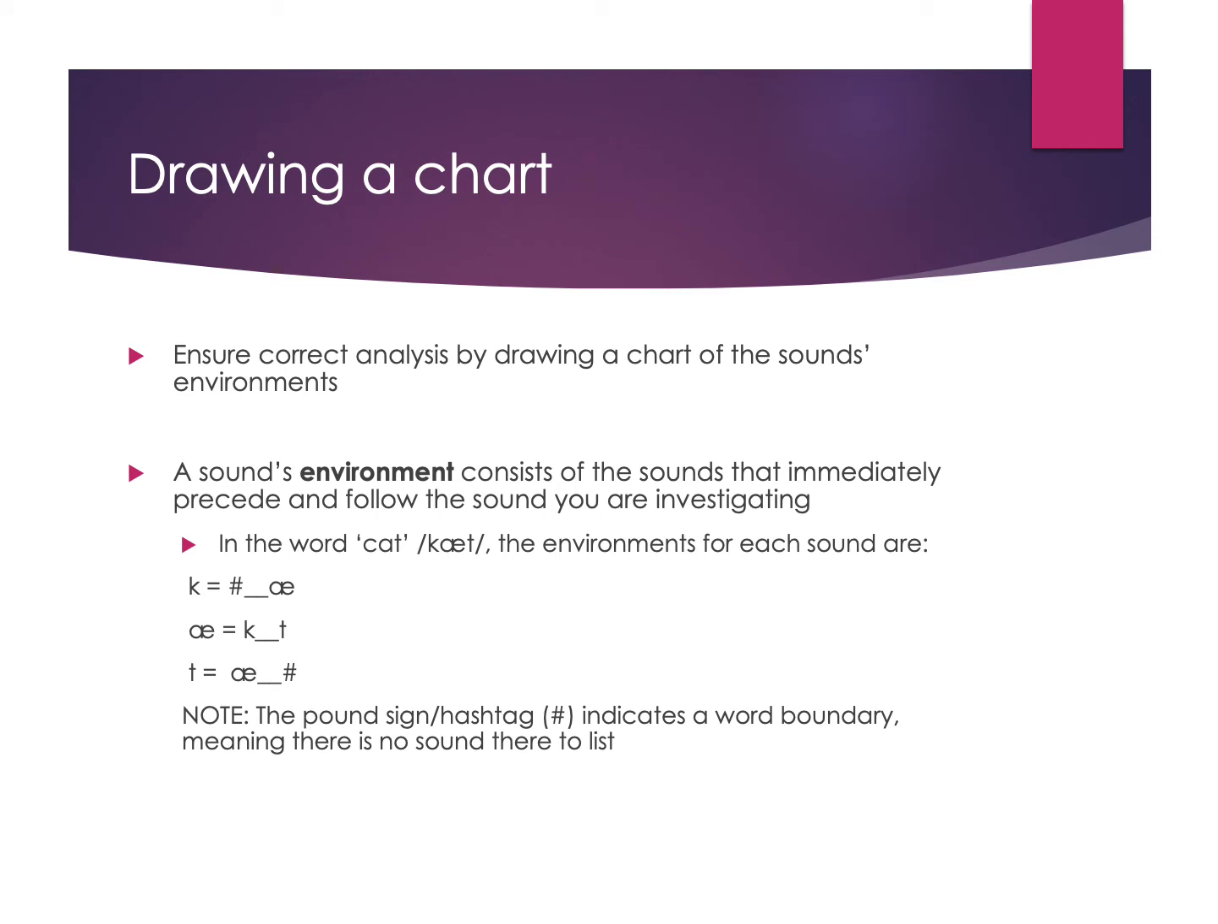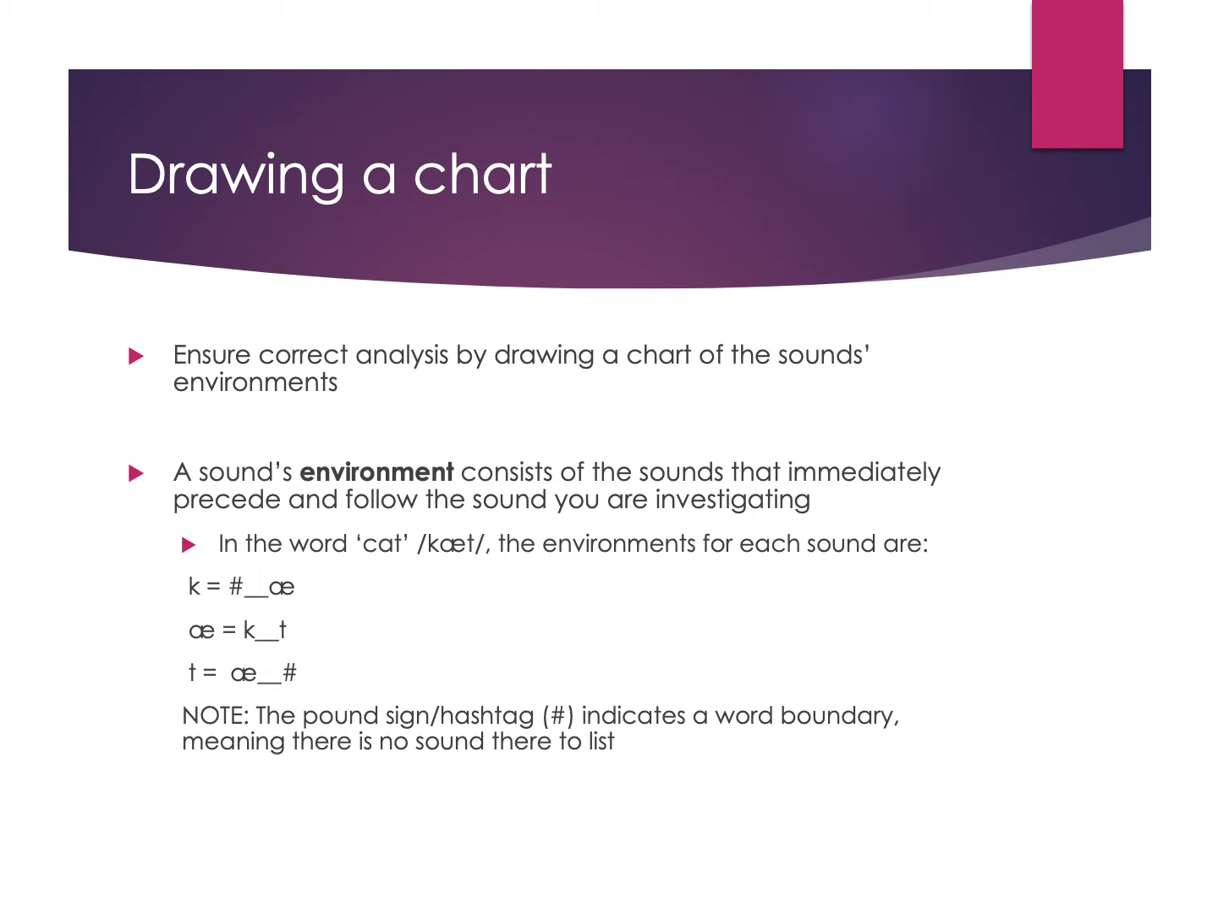So in the word cat, if we're looking for the environment of k, that first sound, what you're going to notice is that there's no sound before it, so we use a hashtag or pound sign to represent this is a word boundary. There's not actually a sound here. So the sound before, nothing. So we put that pound sign there. The underline, the underscore, is to represent where the sound you're looking for would go. And then the sound that's coming after, you would put after that underscore. So the environment for the k is a pound sign, the underscore, and then the ah sound.